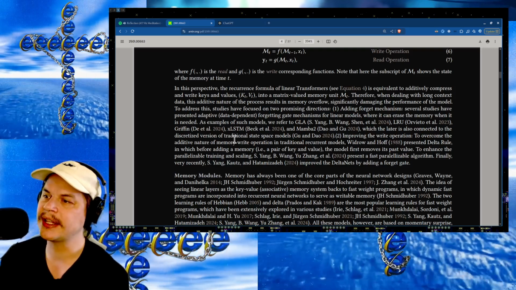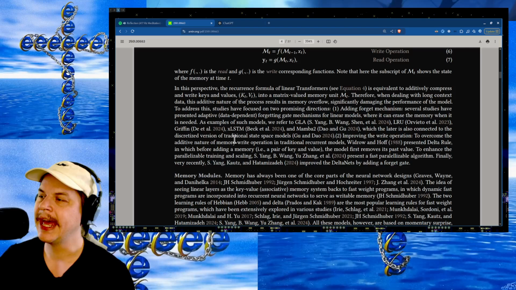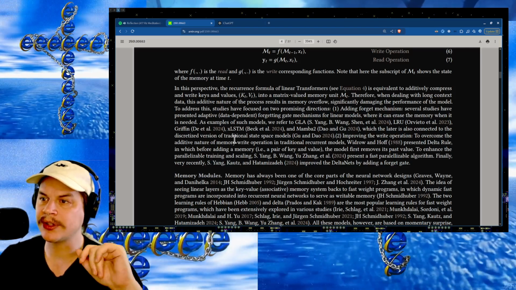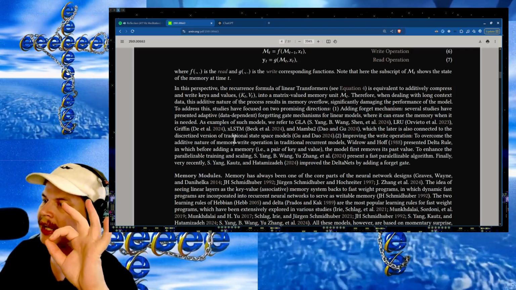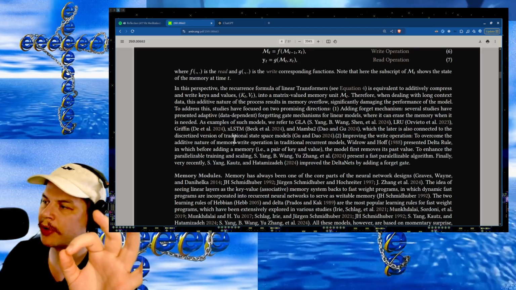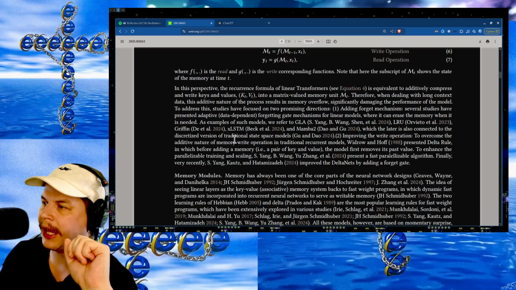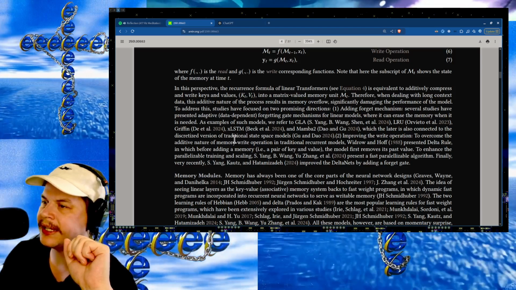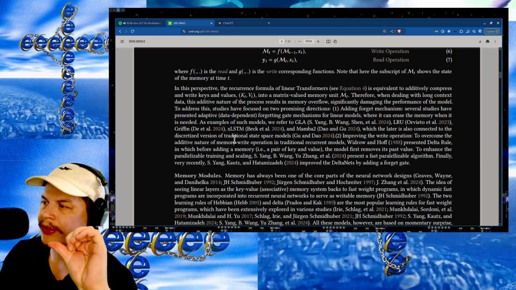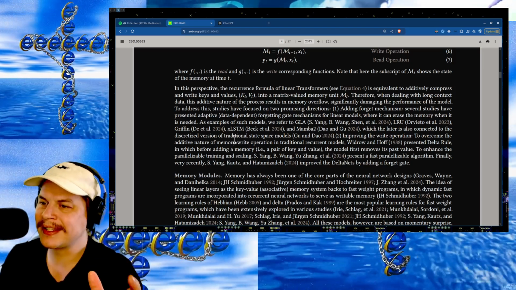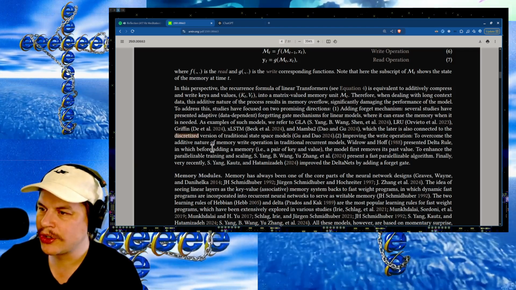To address this, studies have focused on two promising directions. Adding a forget mechanism. Several studies have presented adaptive data-dependent forgetting gate mechanisms for linear models, where it can erase the memory when it is needed. As such models, we refer to GLA, LRU, xLSTM, Mamba 2, which the latter is also connected to a discretized version.